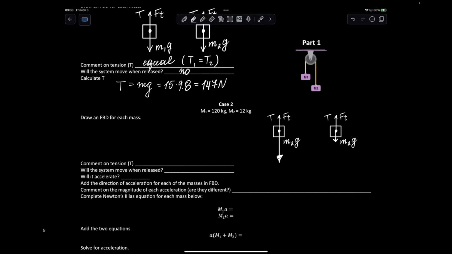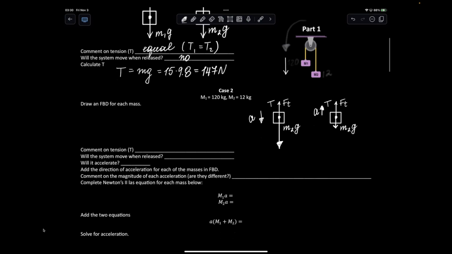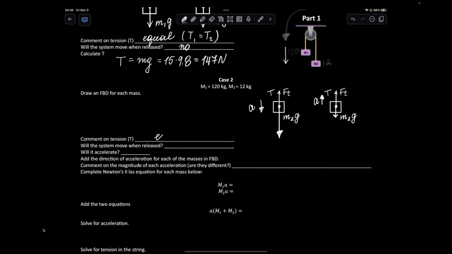How do we know that? If I'm saying that this is 120 kilograms versus 12 here, what is going to happen is this whole contraption is going to start rotating counterclockwise. And 120 is going to start accelerating downward. So when it says add acceleration direction, this will be the acceleration for that one, and this will have the direction of upward, the acceleration for a lighter object. Tension is still equal, definitely move, and it will definitely accelerate.